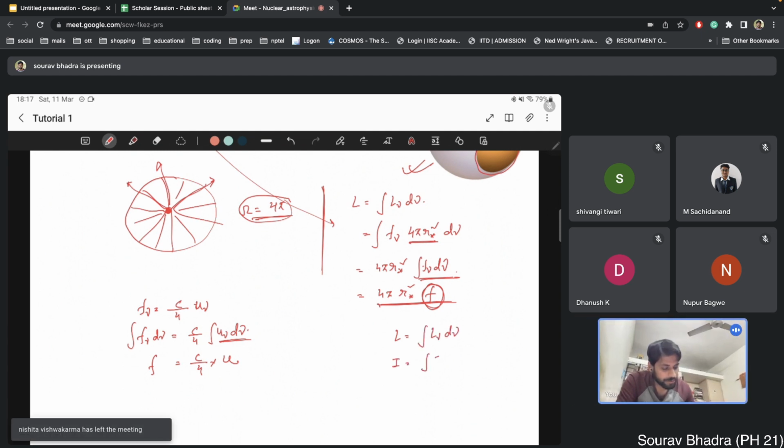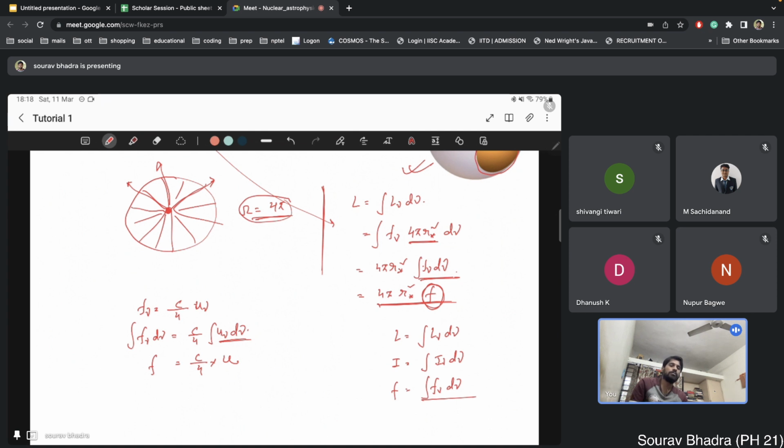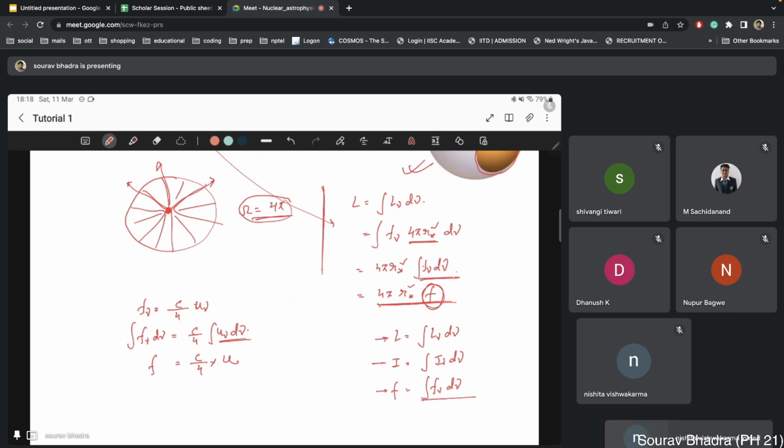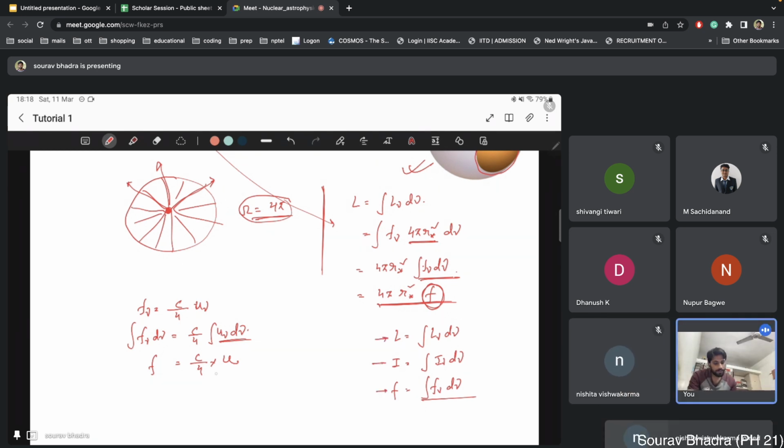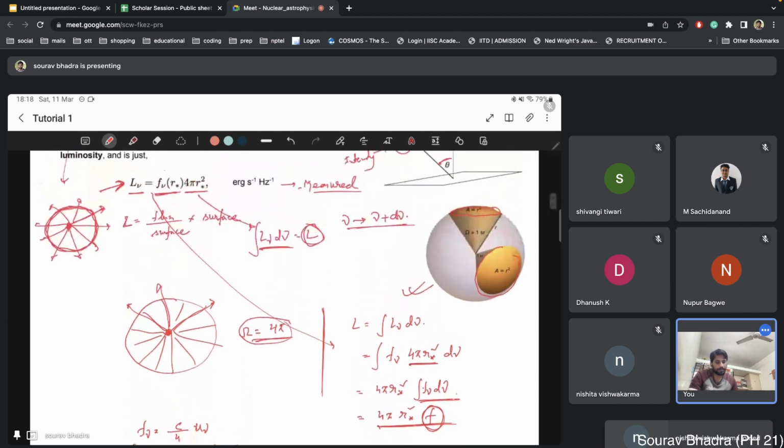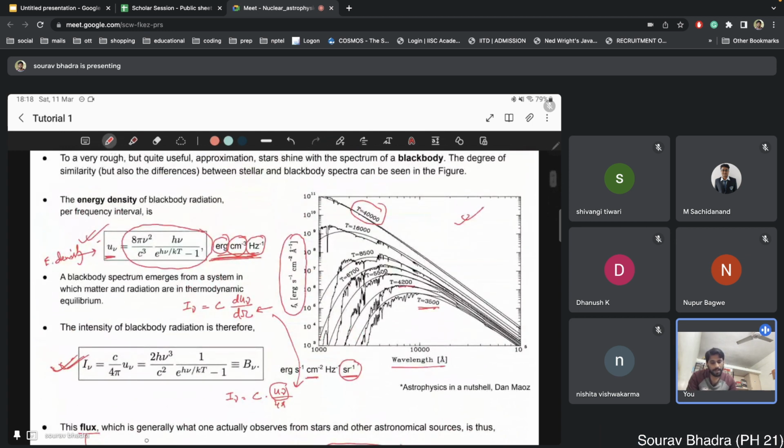Everything is identical: I is equal to the integral of I nu d nu, F is equal to the integral of F nu d nu. So whenever you find a frequency dependency, you can integrate it over the frequency range, and you will get the bolometric value, that is the frequency integrated value. Okay, so this u is important, and this u can be calculated from this expression.